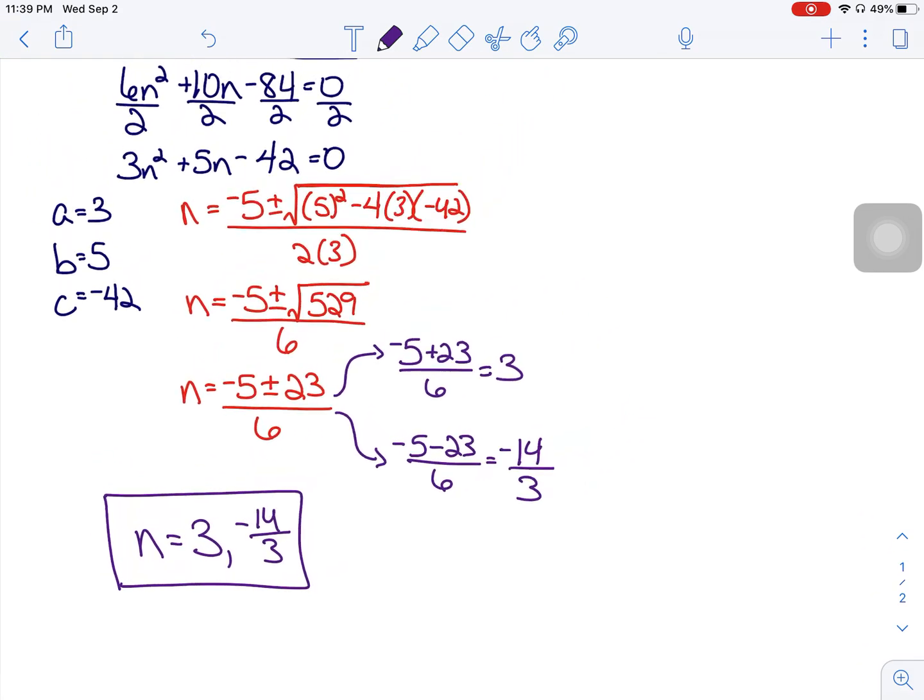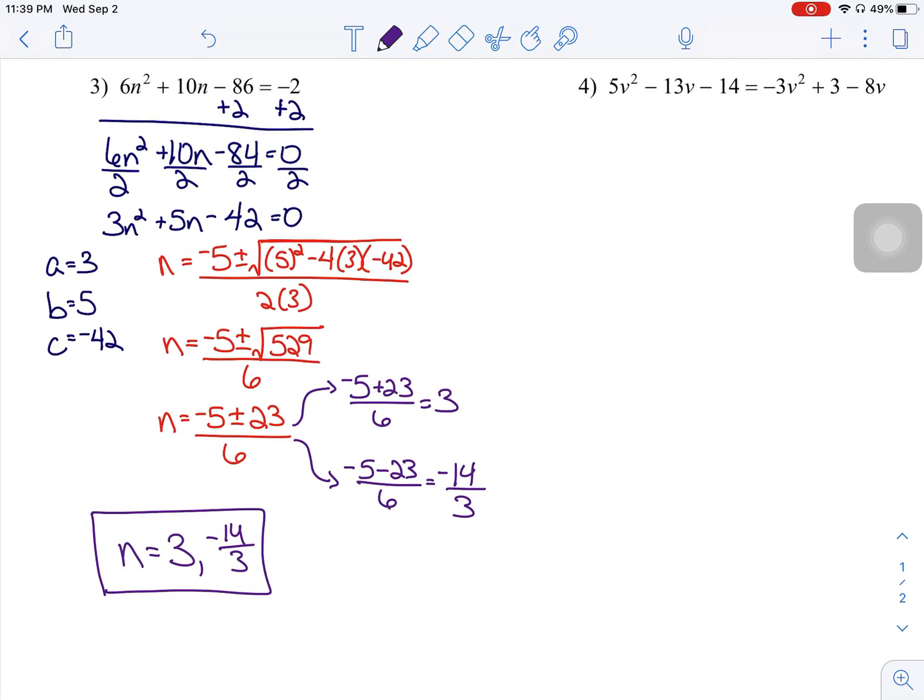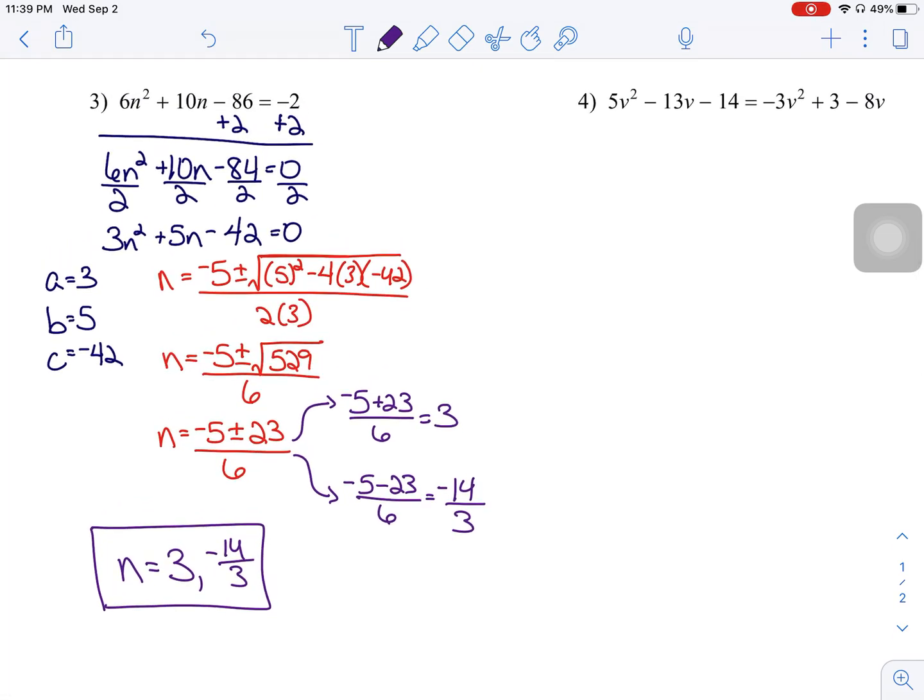So let's show you the whole problem from start to finish. Okay. Up at the top here, we had to get the problem into standard form, which means we set it equal to 0.